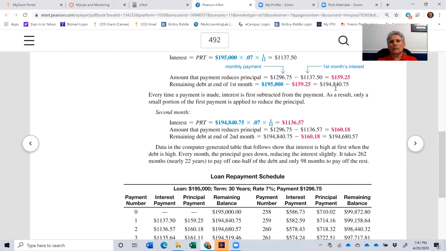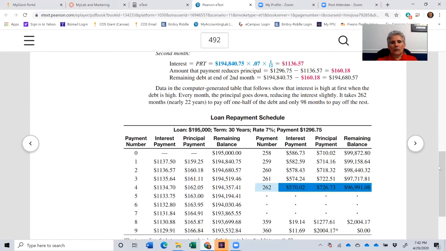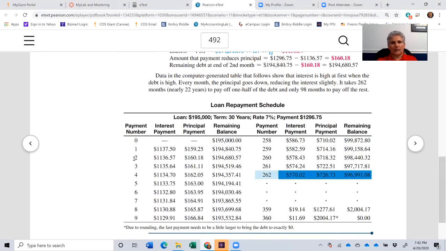Almost $1 more is being applied to the principal. So we're going to take the $160.18 and apply that to the balance of the principal. $194,840.75 minus $160.18 gives us a new balance at the end of the second payment of $194,680.57. Now we can do this forever, but we're not going to do it forever.